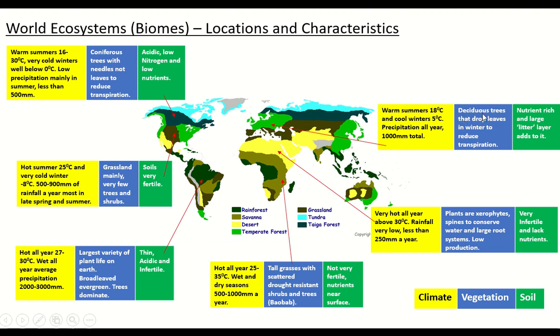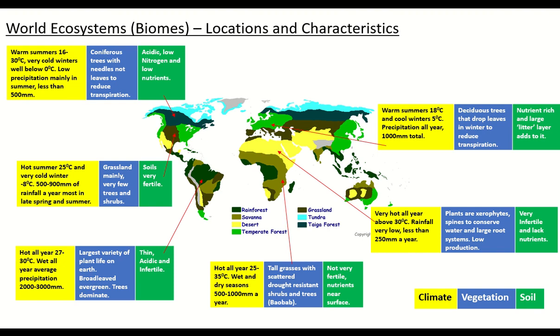The trees we'd find there are deciduous trees, so they'll drop their leaves in winter when there's less moisture available because it's frozen, and that will help reduce transpiration. And the nutrients in the soils are incredibly large in the litter layer, and that gets decomposed into the soil. So the soils are quite fertile and quite rich.